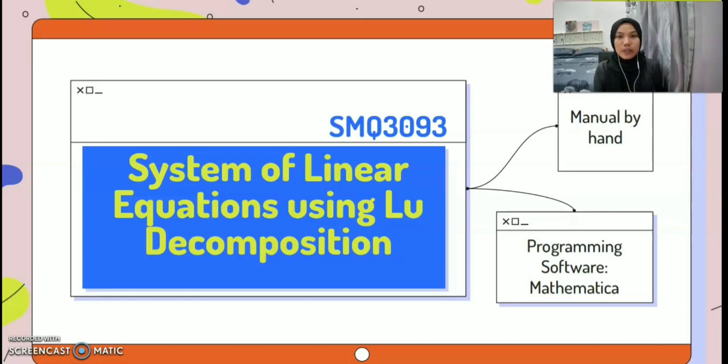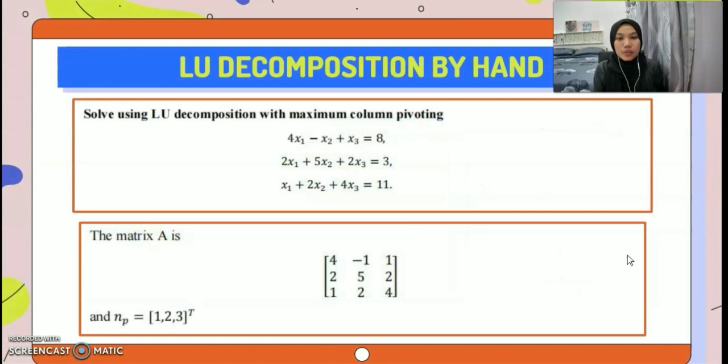Today, me and my friends from Group 5 will explain about the system of linear equations using LU decomposition. To solve the system of linear equations using LU decomposition, we have two ways to solve it. The first one is manual by hand, and the second one is using programming software, Mathematica. So the first one, I will explain how to solve the LU decomposition by hand.